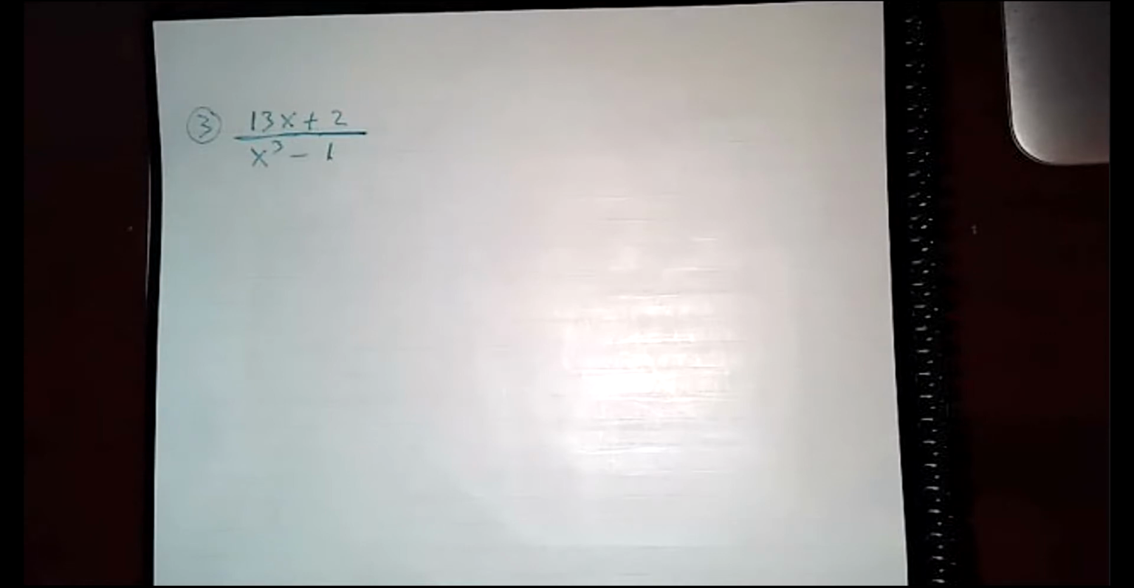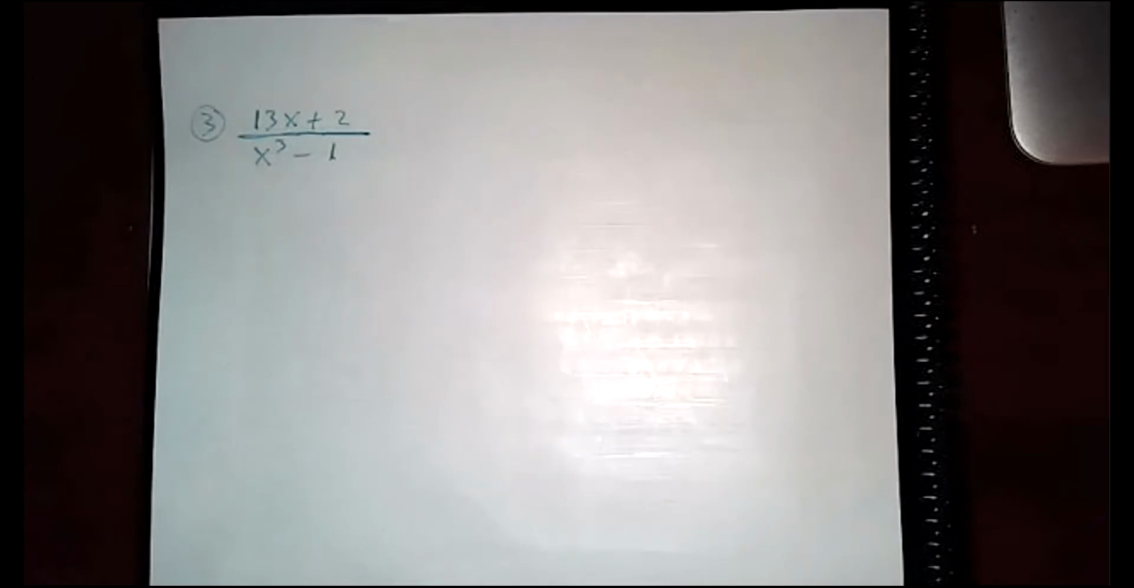Okay, let's get back to this. So this one, x cubed minus 1, is a special type of factoring. It's not a quadratic, right? Let me show you the formula for the difference of cubes.